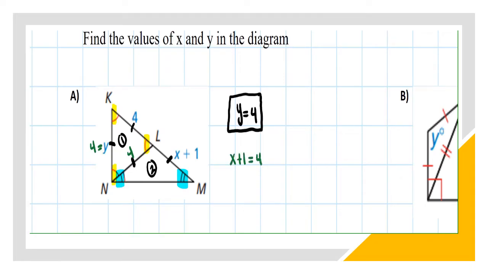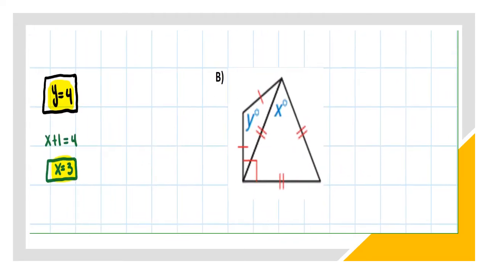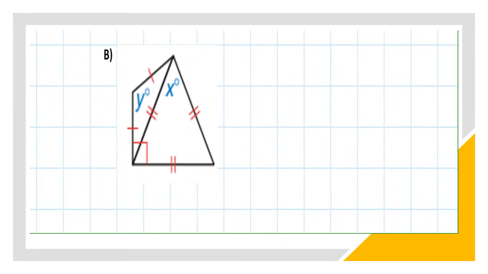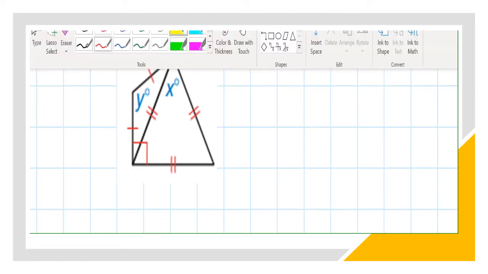Now, what do we know about the left side of triangle 2? We know that it's 4, since we said that the triangle on the left was an equilateral triangle. Since we know that the legs are congruent, we just set them equal to each other and solve for x. So in this case, x equals 3.